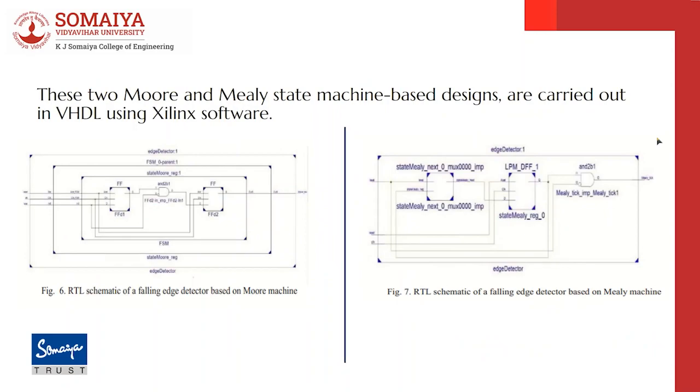Now these two Moore and Mealy state machines are based on the previous diagrams which we have just seen, and we have tried to implement the same using VHDL in Xilinx software. We can see here a register transfer level (RTL) schematic diagram for the falling edge detector on Moore and Mealy machines. Now my friend Soham will explain the further part of this.